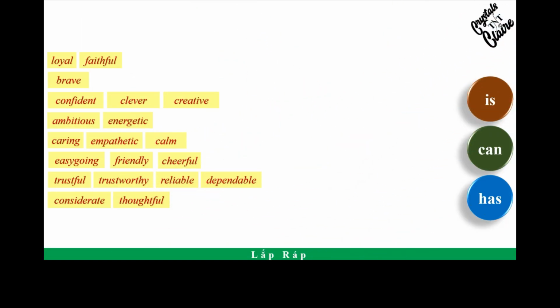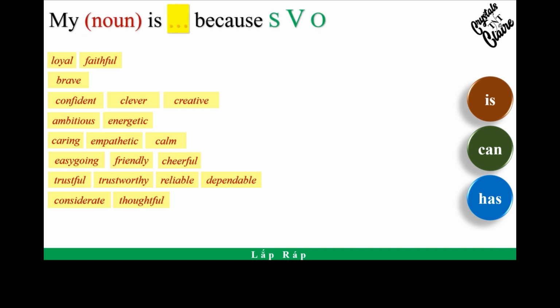Look at these vocabularies one more time. They are adjectives. On the left of the slide, and on the right of the slide, we have is, can, and has. So we have: my friend is clever because what? My friend is clever because he can help me with mathematics homework, for example.